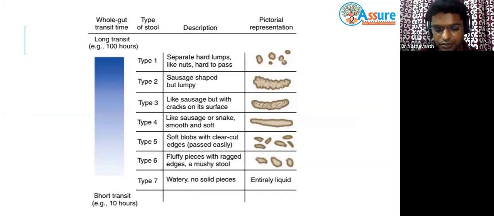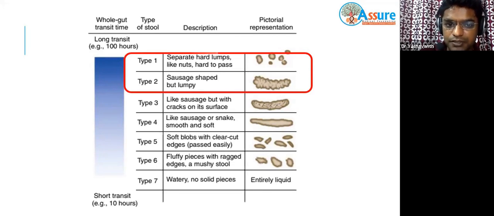And this is the Bristol grading. What we should know is that the last two, type 6 and 7, suggest diarrhea, and type 1 and 2 suggest constipation. This is true in the Western population. In the Indian population, even type 3 is considered constipation, because geographically we differ from Westerners in the food we take and in our bowel habits.